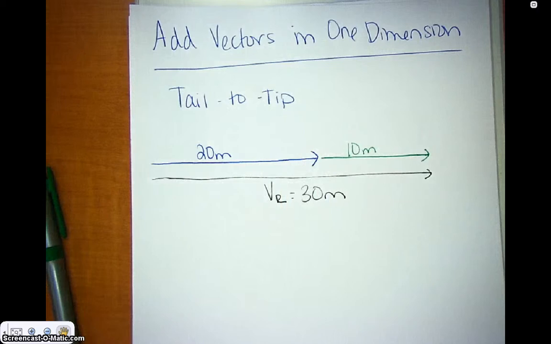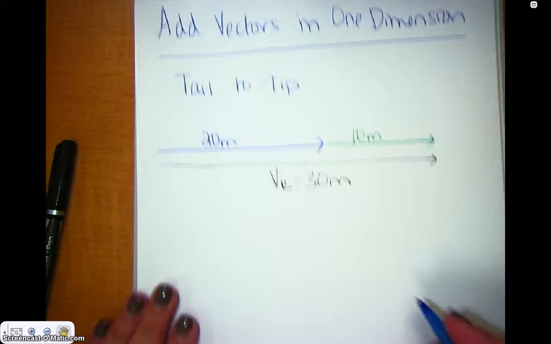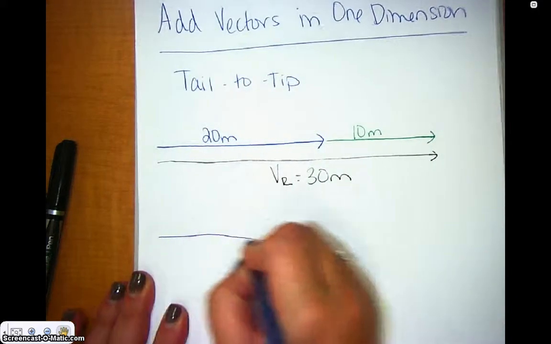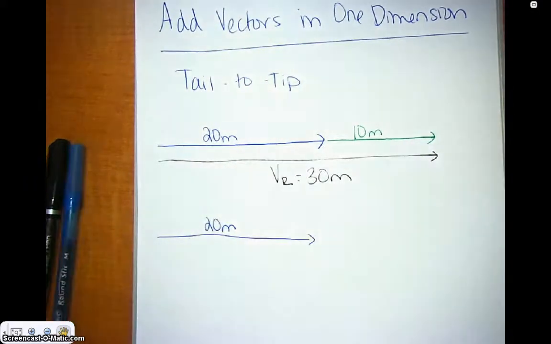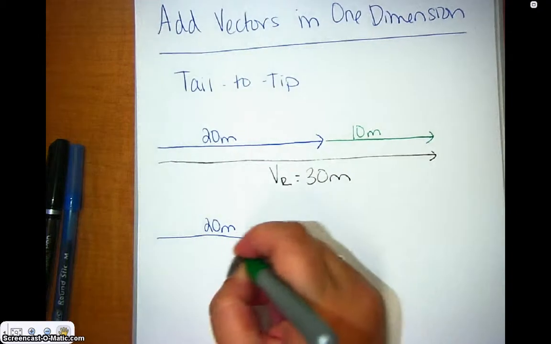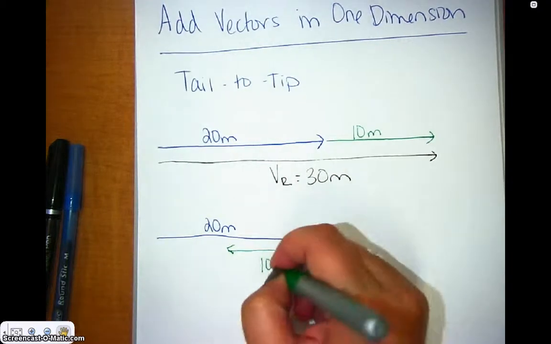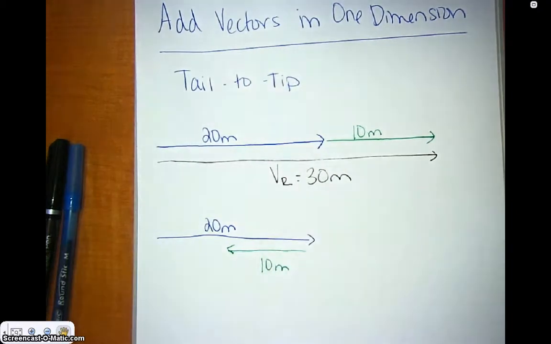Okay? Now, if I wanted to reorient those vectors and change the direction, I could also put them opposite of one another. So let's say I walk to the right 20 meters, and then instead of walking to the right, I walk to the left 10 meters. And it's pretty obvious that your displacement is going to be 10 meters.